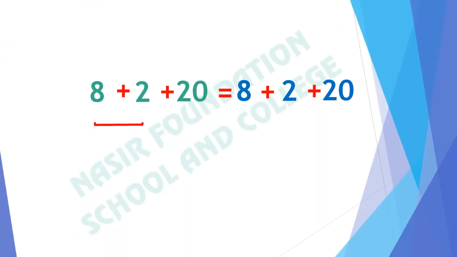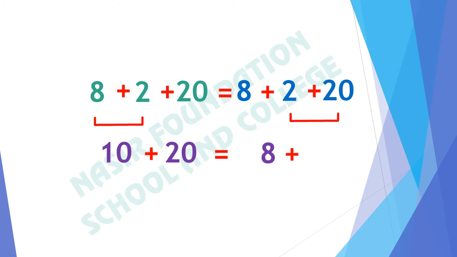Now we will add 8 and 2 in the first step. If we add 8 and 2, what will we get? If we add 8 and 2 we get 10. In 10 we will add 20. On the right hand side, first of all we will add 2 and 20. We will write 8 as it is. Now add 20 and 2 and tell me the answer. If we add 20 and 2, it comes 22.